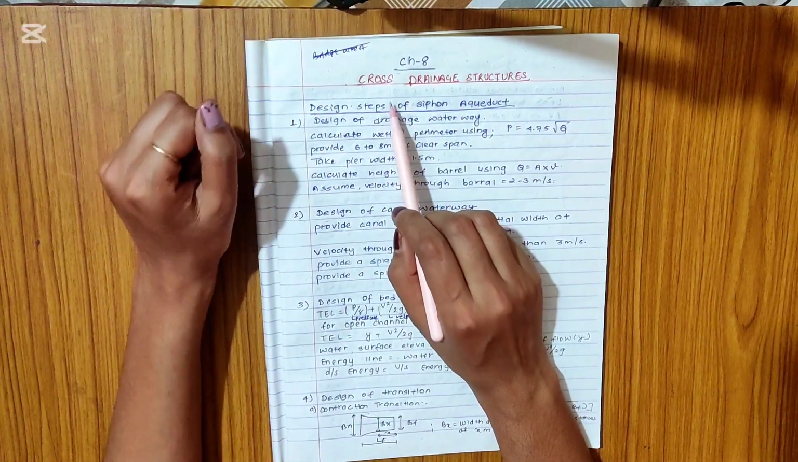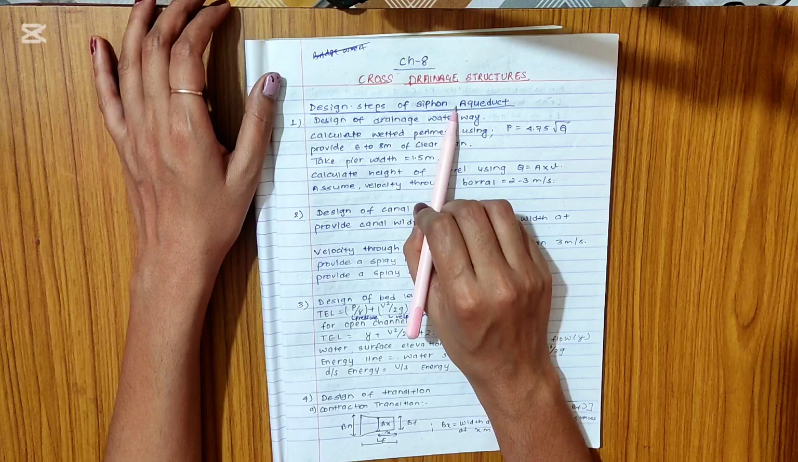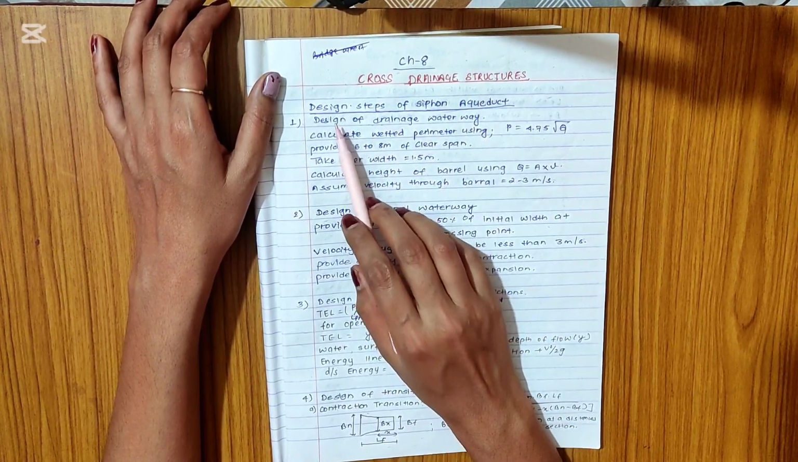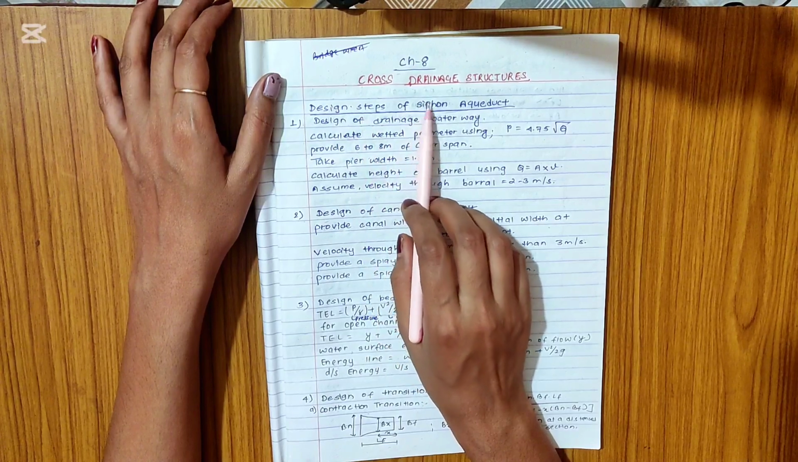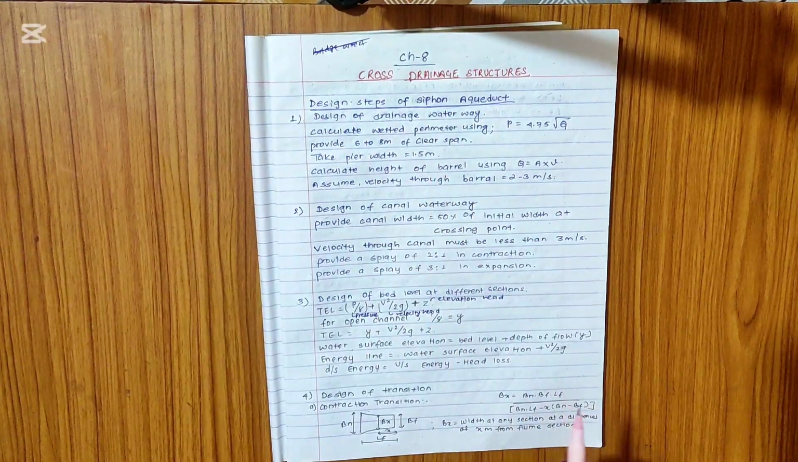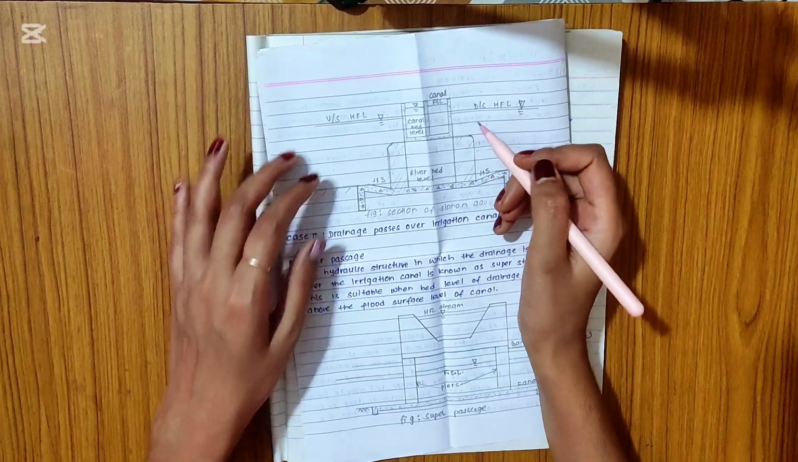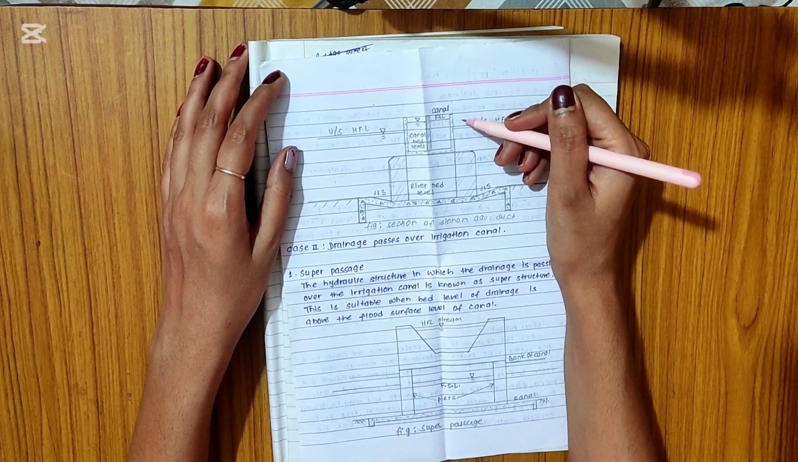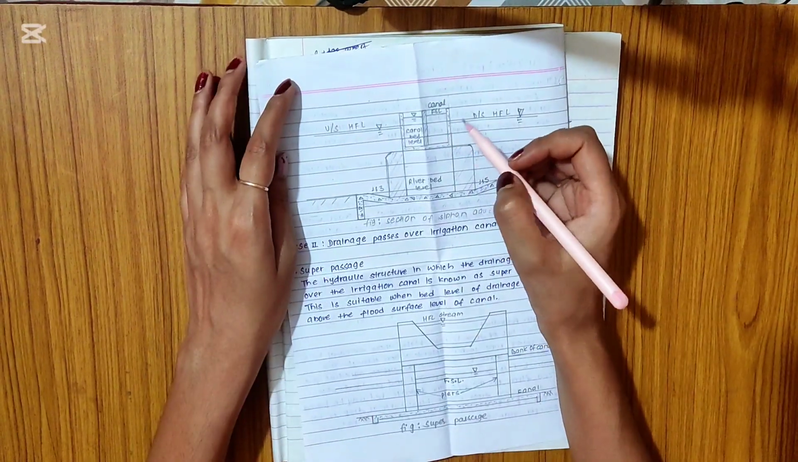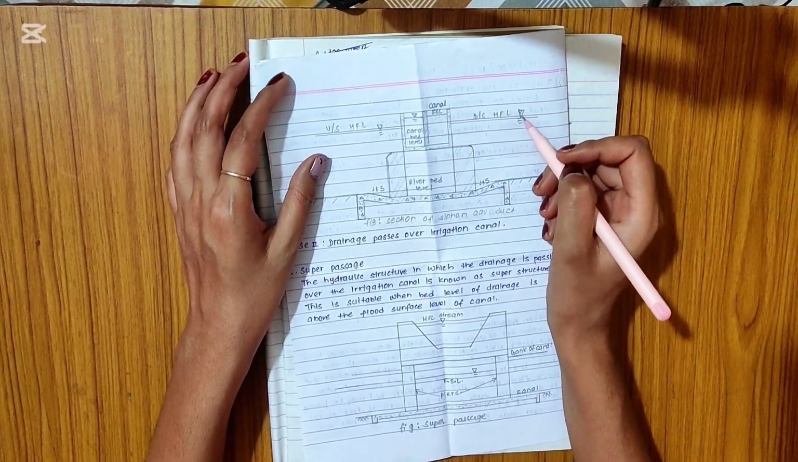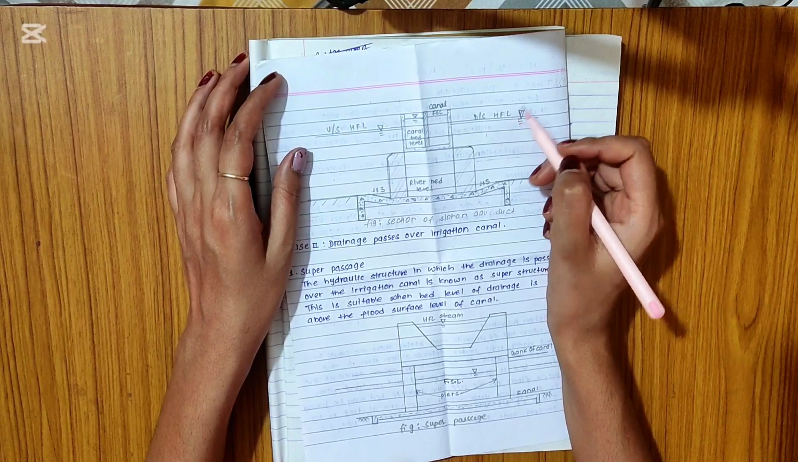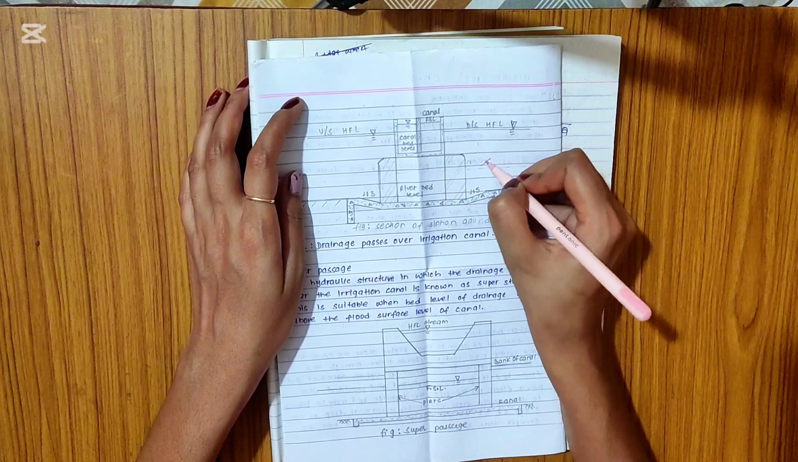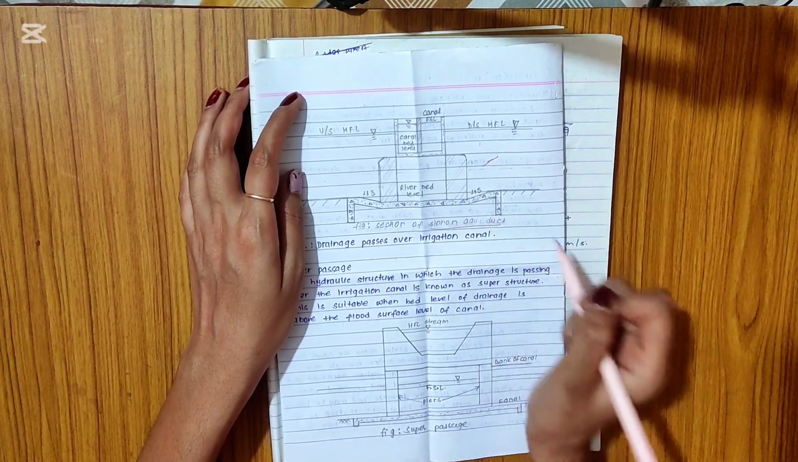So today we are going to study the design steps of siphon aqueduct from the chapter cross drainage structure. In this chapter we will study the design steps of the siphon aqueduct. Aqueducts are those structures in which the irrigation canal passes over the drainage, and siphon aqueducts are those structures in which the HFL of the drain is much higher above the canal bed and water runs under siphonic action through the aqueduct barrel.